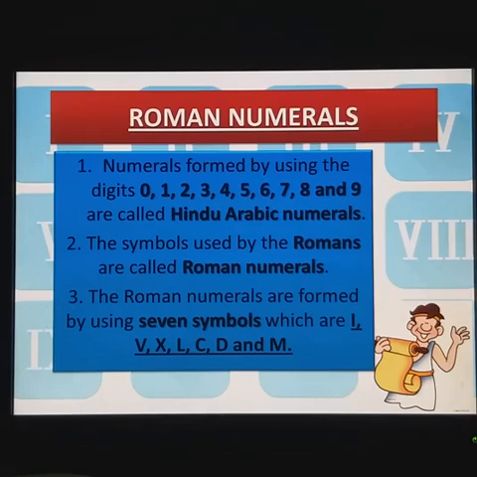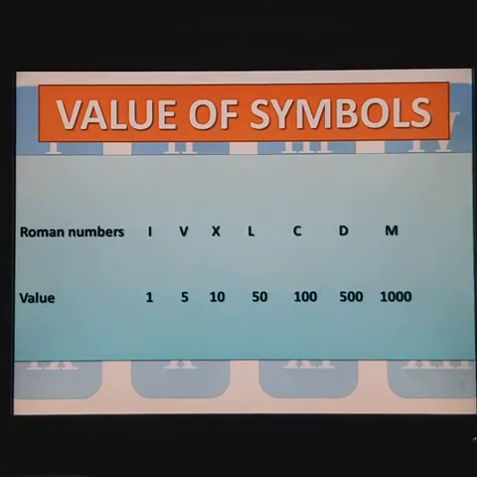The Roman numerals are formed by using 7 symbols that are I, V, X, L, C, D and M. And all these symbols have their values. I stands for 1, V stands for 5, X stands for 10, L stands for 50, C stands for 100, D stands for 500 and M stands for 1000.